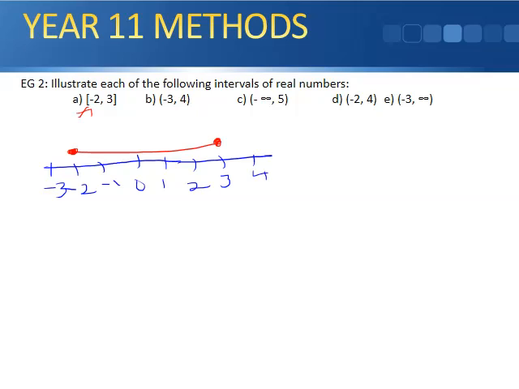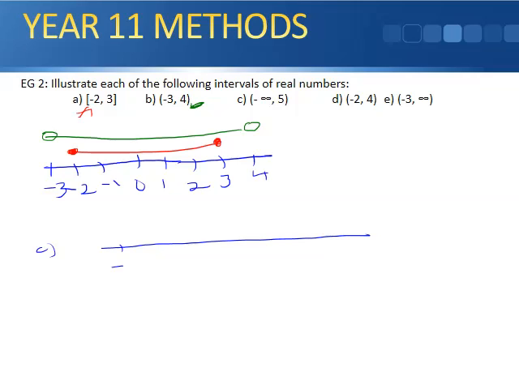I'll do B in green. Green is -3, but it is an open bracket. So this one's going to be done in green. Open bracket, so I've got that. 4 is an open bracket, so these are the numbers between those ones.